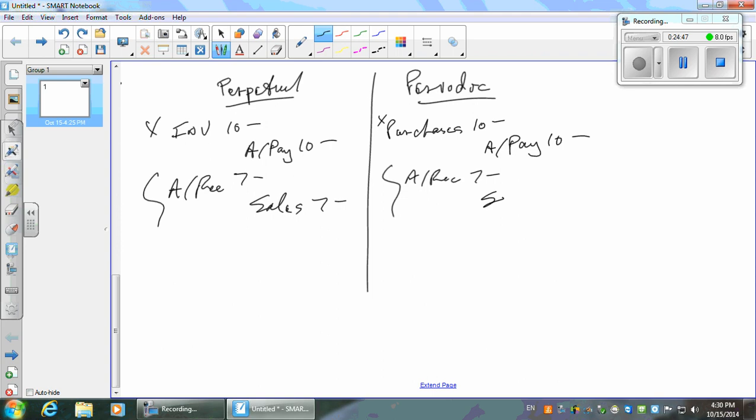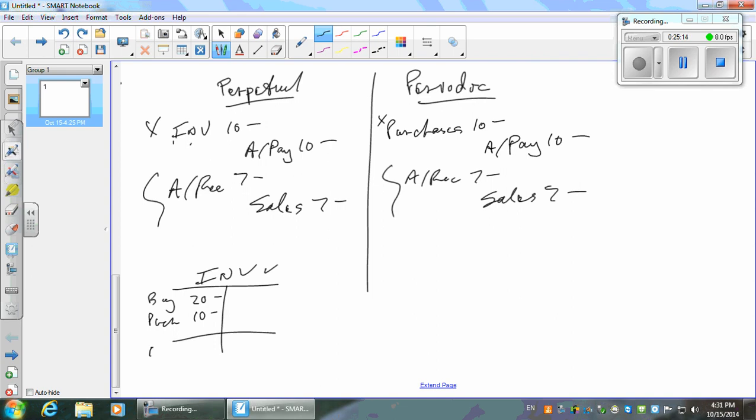And credit sales. See it? But if I'm using perpetual, what else do I need to record? I'm perpetually keeping track of my inventory. So here was my inventory, whatever my beginning was, right? Let's say I started with, I don't know, 20,000. And then I bought this 10, right? So here's my purchase. The purchase of that 10 coming into inventory account goes straight into inventory, right?